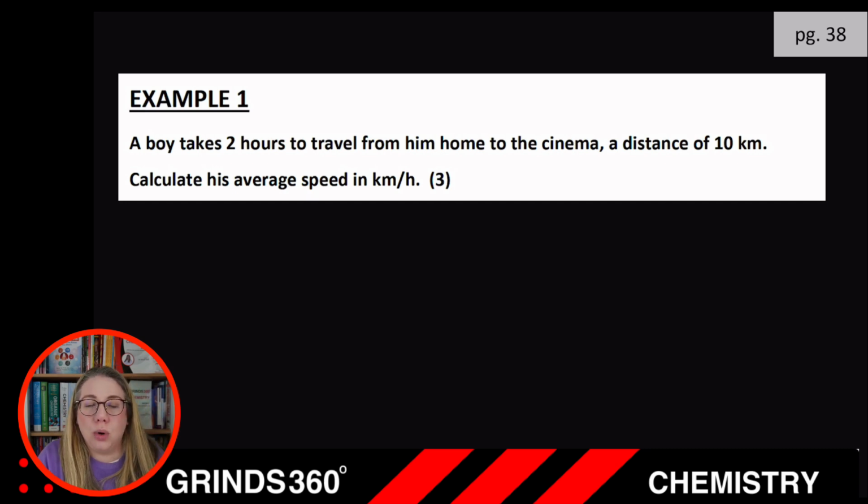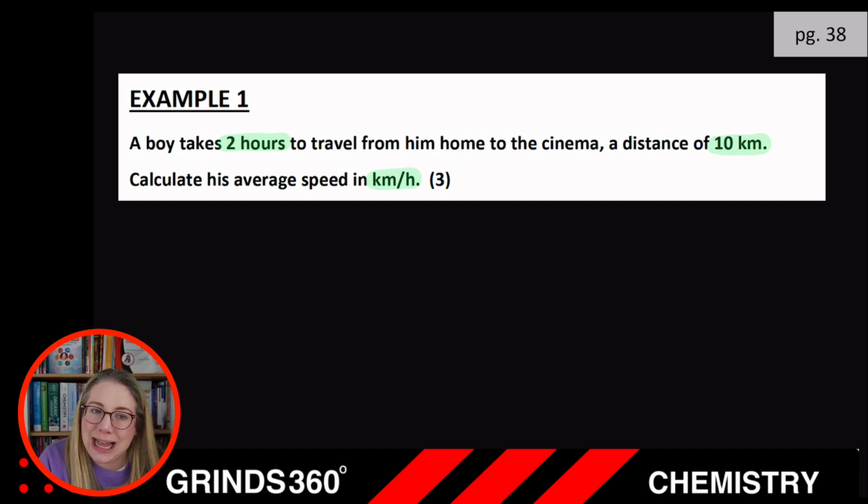It's important when you're doing calculations like this that you have a highlighter to hand because we want to try and extract the important information from the question. We don't want to be reading it 10 times to figure out what numbers are important because that's a waste of time. A boy takes 2 hours to travel from his home to the cinema, a distance of 10 kilometers. Calculate his average speed in kilometers per hour.